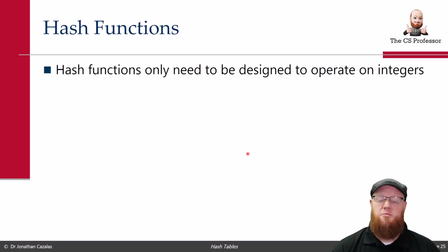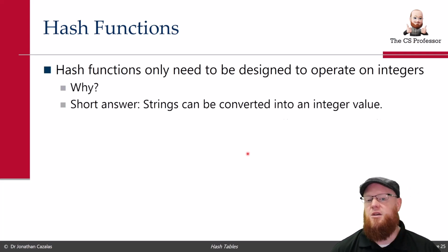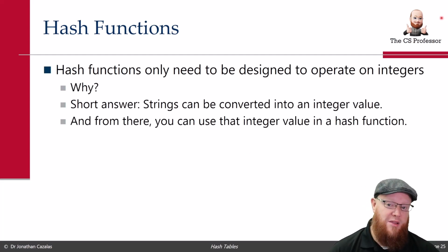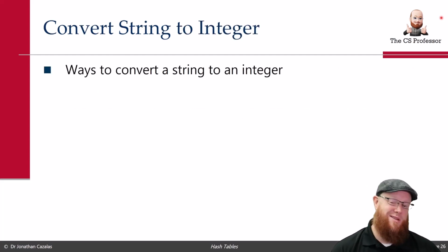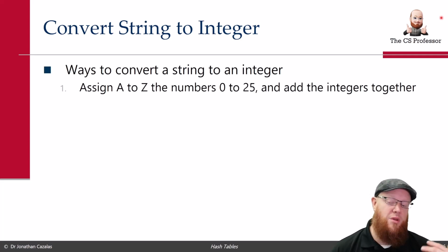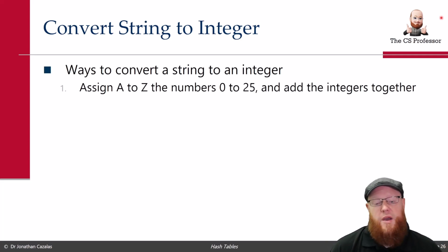So hash functions really only need to be designed to operate on integers as the key. Because you might be thinking, well, what if my key is a first name, a last name, a combination of those, or some other string? No problem, because we can easily convert strings into integers. And then from there, you can use that converted integer as the key to your hash function. I'm going to very briefly go over this. Not something we need to cover because everyone can come up with their own unique way, if you had to, of converting a string to an integer.